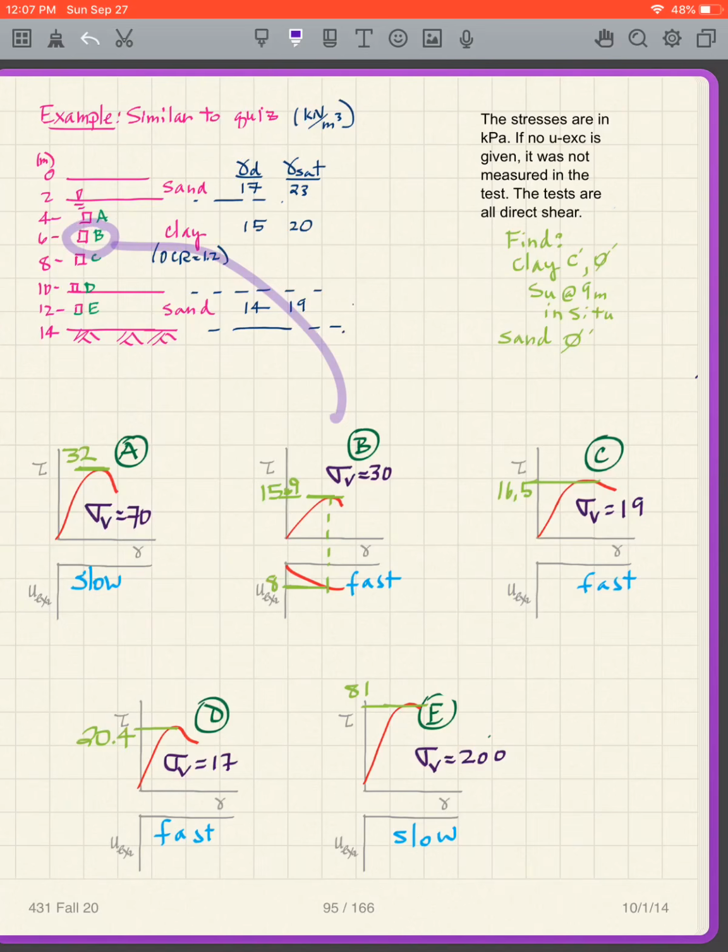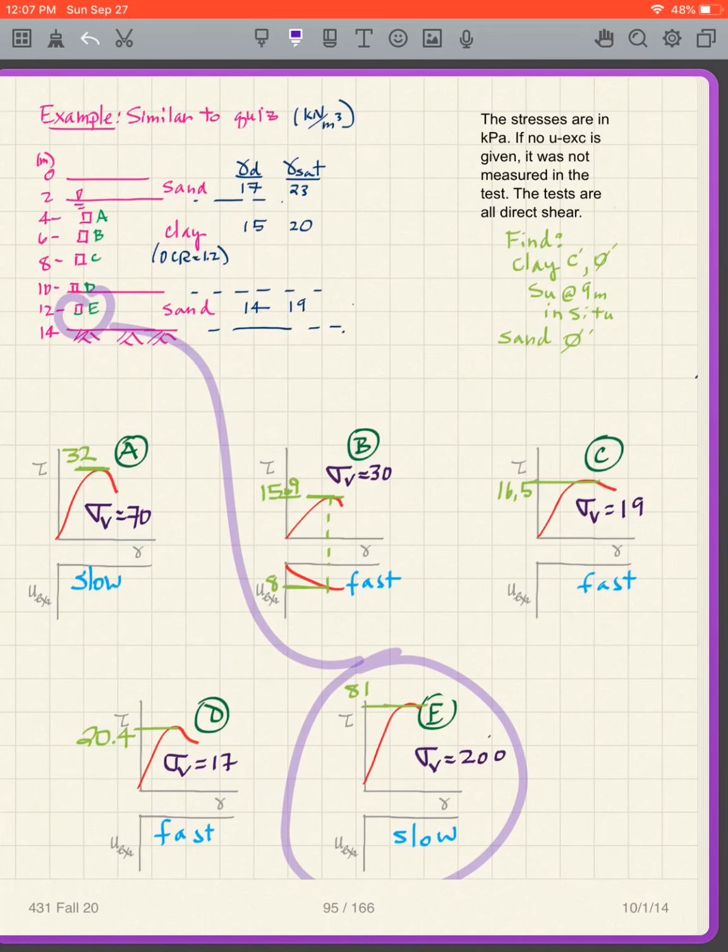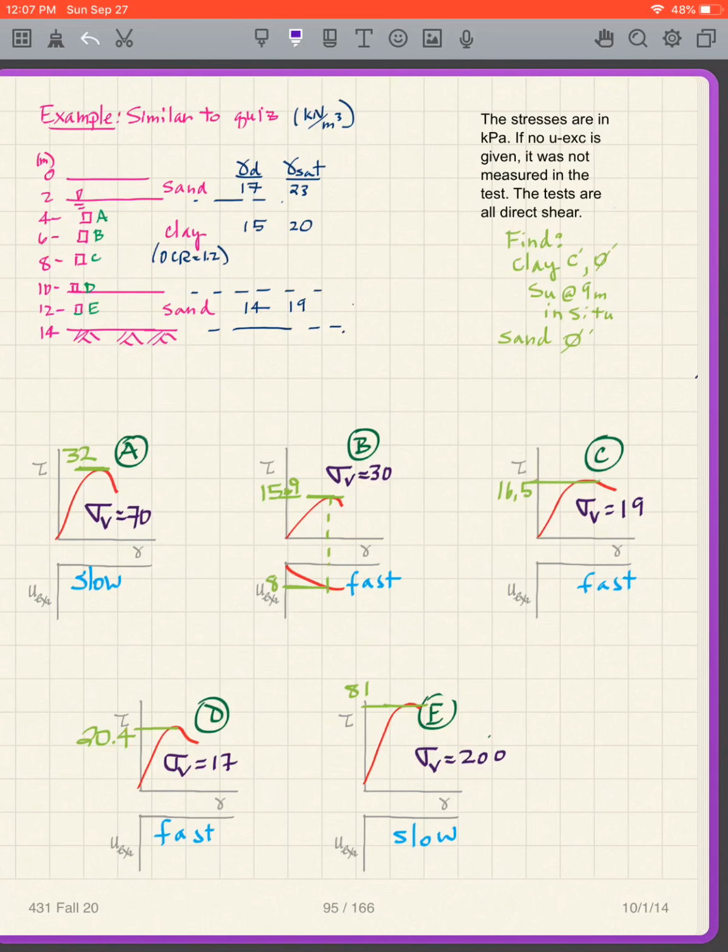For B, I got this result. For C, I got that result. For D, I got that result. And for E, in the sand, I got that result. So that's the way these match up. So we did one test on each sample, and I'm going to note that all the stresses are in kilopascals, and if no UXS is given, it was not measured in the test.